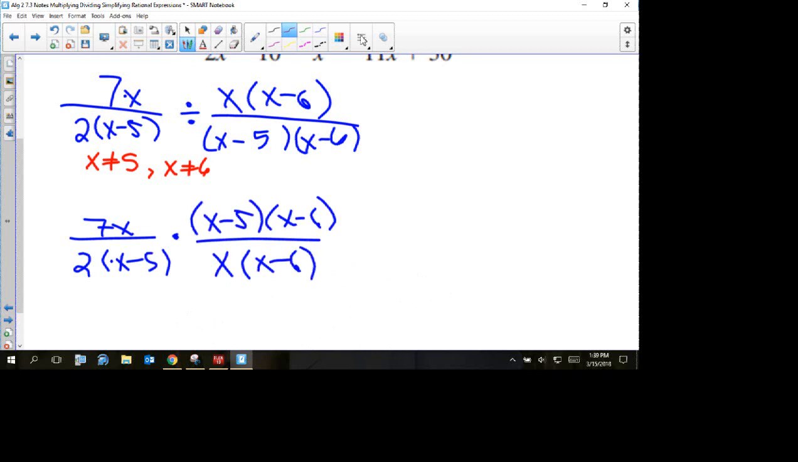And then we are going to check our domain restrictions again. Are there any new domain restrictions I have not written down yet? This one is x does not equal 5. What's this one? That's a new one. X does not equal 0. So x cannot equal 0 either. And then for this one right here, x does not equal 6, that one we've already written down. So those are the 3 domain restrictions before we cancel anything.